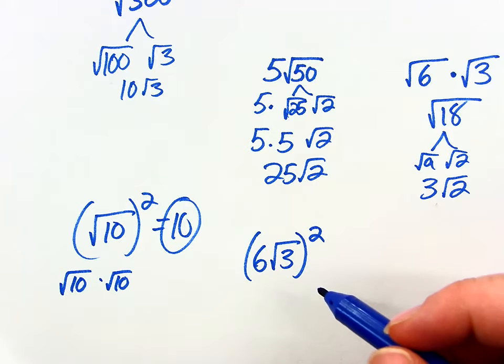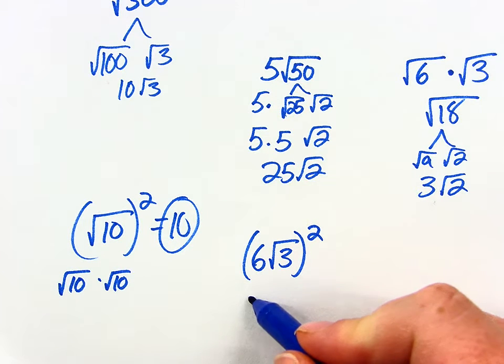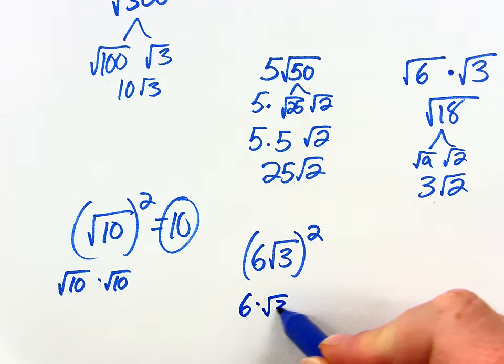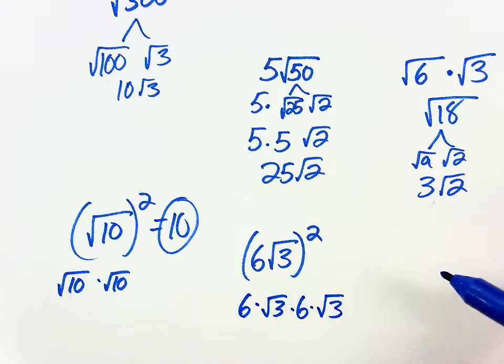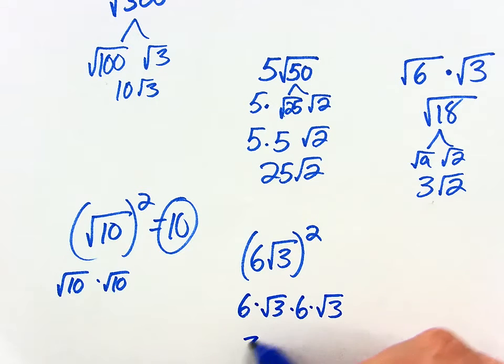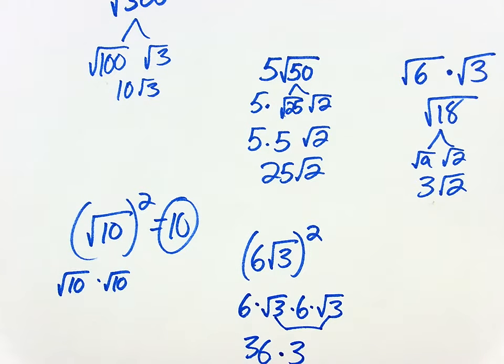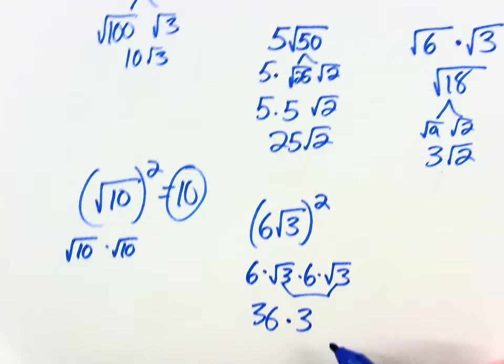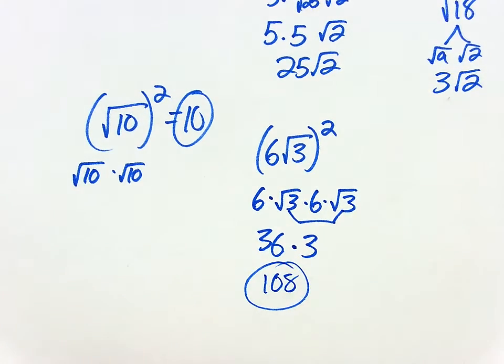Hopefully everybody did it correctly. You're going to have 6 times root 3 times another 6 times root 3, right? When you square something, that's what it means. So 6 times 6, that's 36. And then what's square root of 3 times square root of 3? It's 3. It's the square root of 9, which is just 3. So then 36 times 3 ends up at 108.